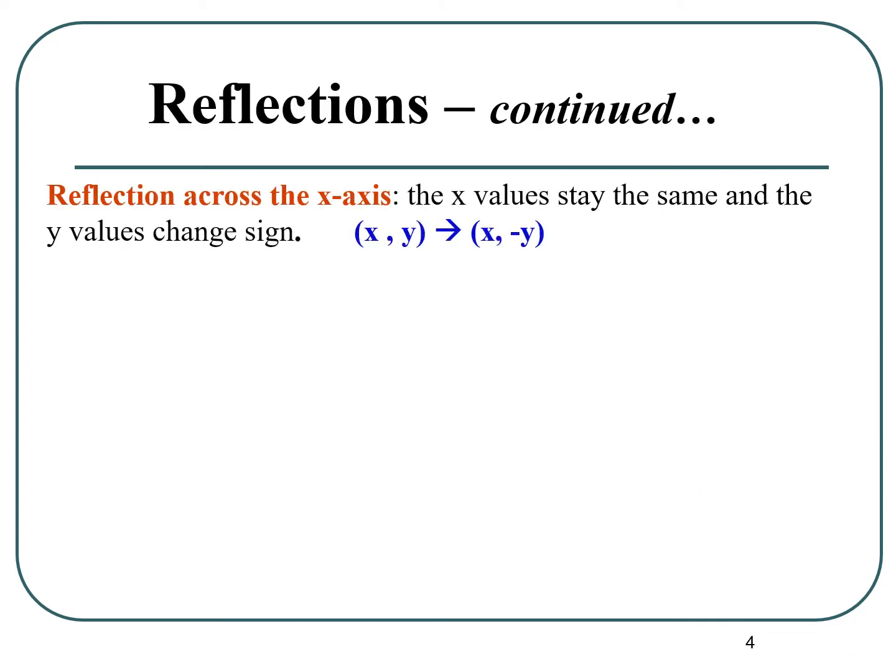Now let us have the rules under reflection across the x-axis as well as reflection across the y-axis. Reflection across the x-axis, the x values stay the same and the y values change sign, meaning from (x, y), it will become (x, negative y). Copy your x coordinate and then take the opposite of your y coordinate.